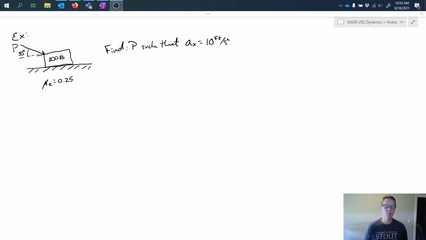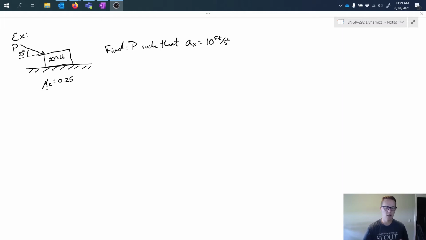In this video, I want to do an example problem solving Newton's second law and demonstrate the use of free body diagrams and kinematic diagrams. So in the problem here, I have a 200-pound box sitting on the floor, and I'm going to push this box by applying a force.